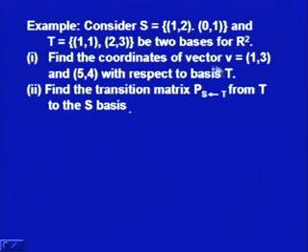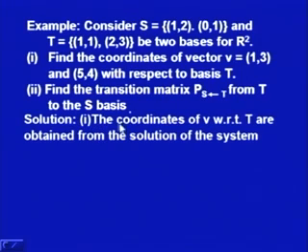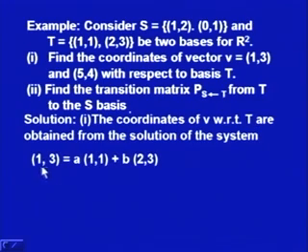We have to find the coordinates of vectors V, which are (1, 3) and (5, 4), with respect to basis T. This is the first part. In the second part, we have to find the transition matrix Pst from T to the basis S. Now in the first part, you have to find the coordinates of V with respect to T. This can be obtained from the solution of the system (1, 3) = A(1, 1) + B(2, 3). That means I want to express this vector (1, 3) as a linear combination of basis vectors (1, 1) and (2, 3) of the basis T.